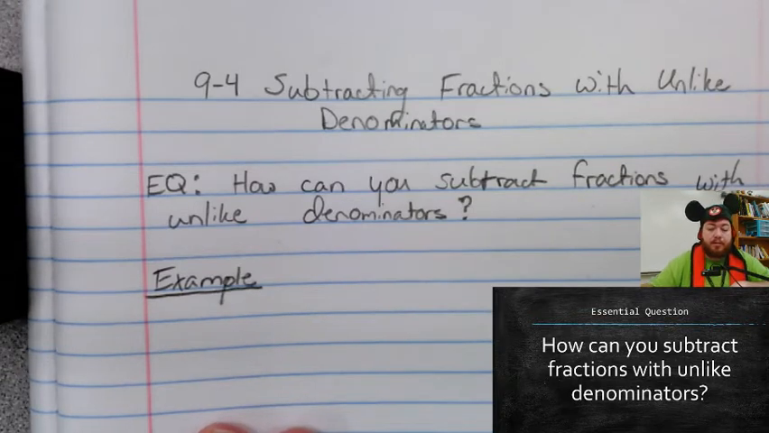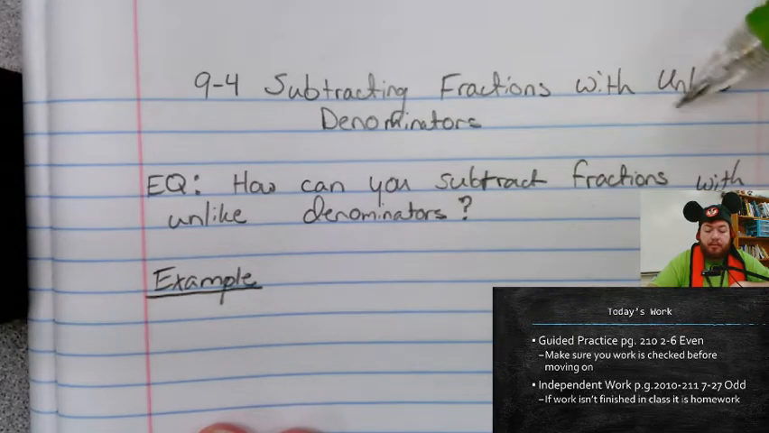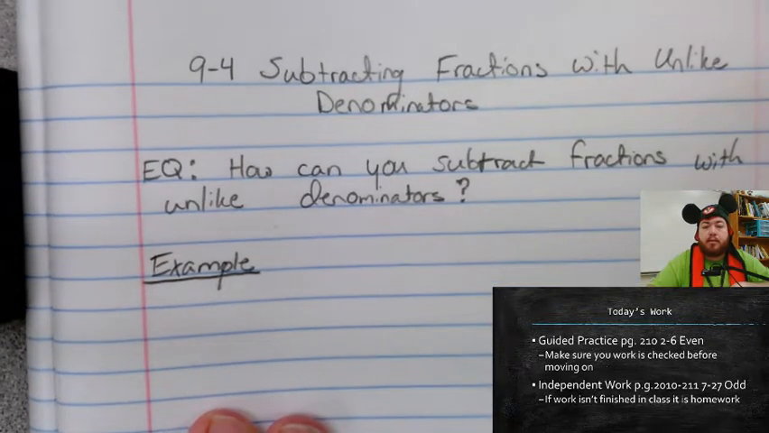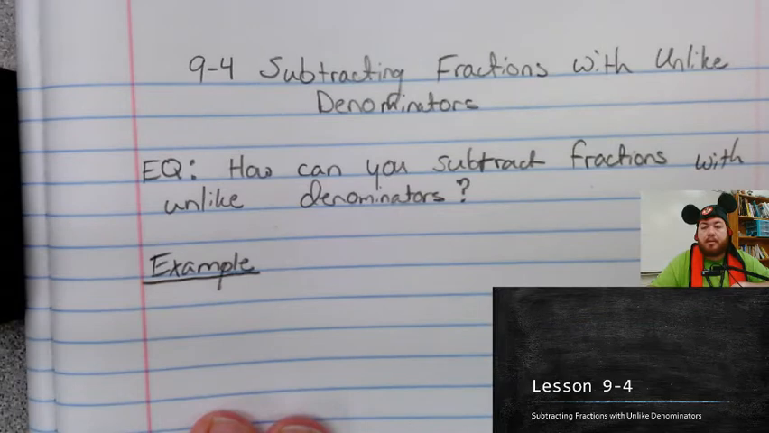But guys, it's Thursday. We're going to work on 9-4, subtracting fractions with unlike denominators. And our essential question for today is, how can you subtract fractions with unlike denominators? So we're basically doing the same thing we did yesterday, except with subtraction. So let's go ahead and look at the example at 9-4.